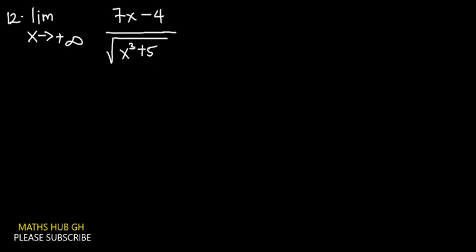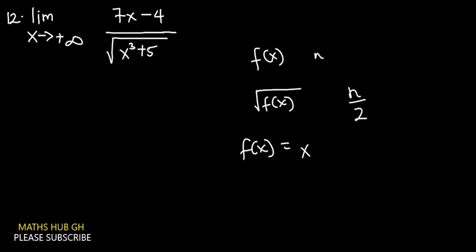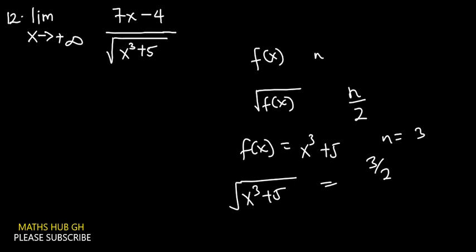We learned that if you have a function f of x that has a power n, and then we take the square root of this function f of x, its power now becomes n over 2. In this case the function f of x will be x cubed plus 5, and the power n for the function will be 3. But when we take the square root of the function, which gives us the square root of x cubed plus 5, then the highest power will now become 3 over 2.